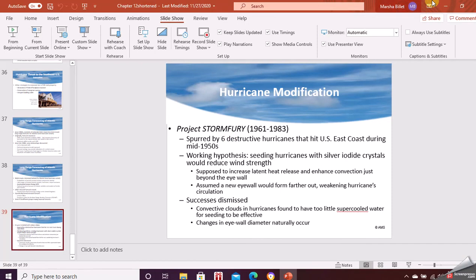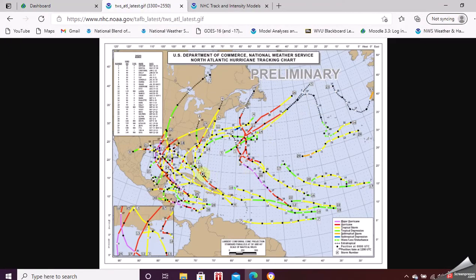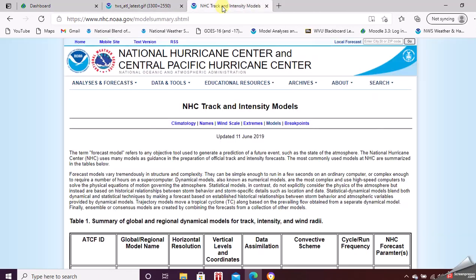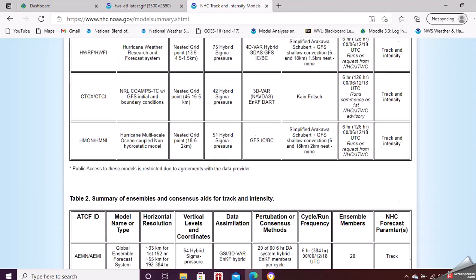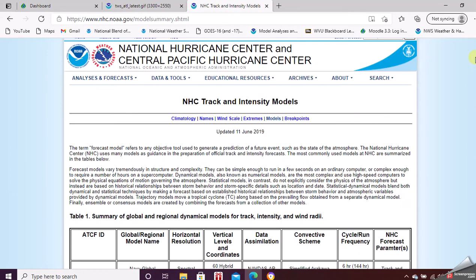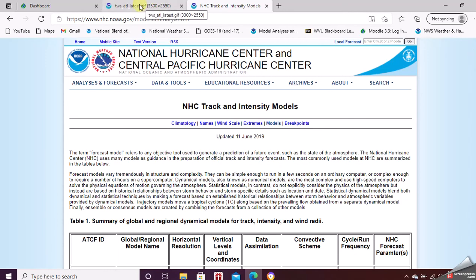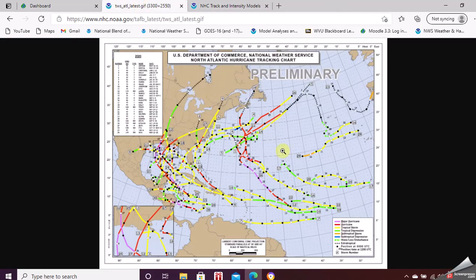So I just wanted one last thing to show you here. This was last year, and you can see on this map all these hurricanes going around here. And with that, here literally are all the various models that are used to track these hurricanes. So just something to look at. Hope you got a little bit out of this, and let me know if you have any questions.